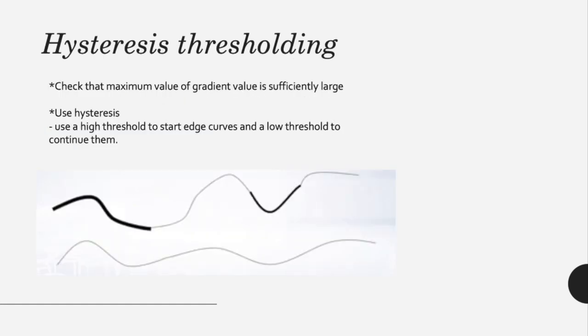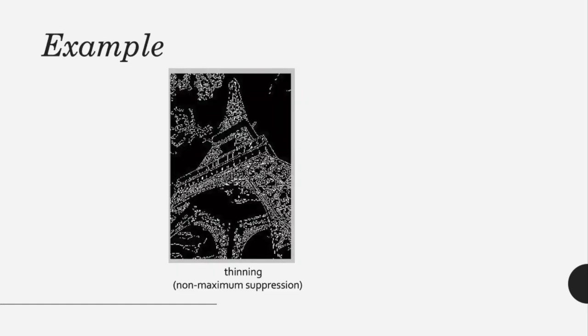When linking edge points, we use hysteresis thresholding, which is just two thresholds. We use a high threshold to start edge curves and a low threshold to continue them. This allows us to trace weak edges if they are connected to strong edges, while weak edges by themselves won't be detected. Here is an example of thinning by non-maximum suppression applied to the edge maps obtained for this particular image.